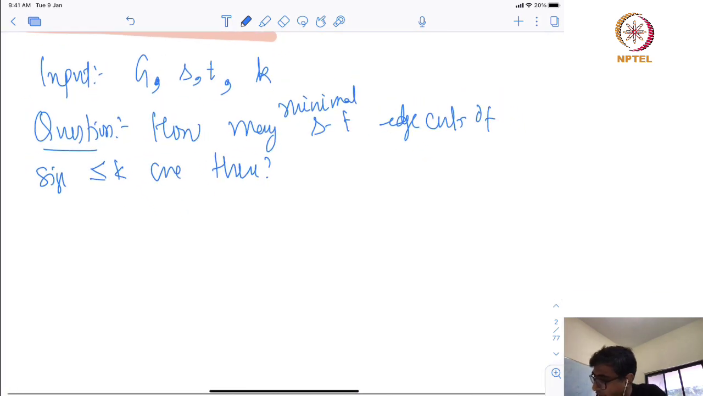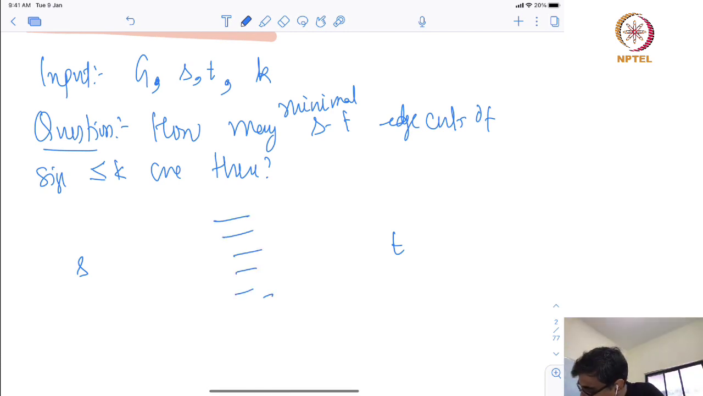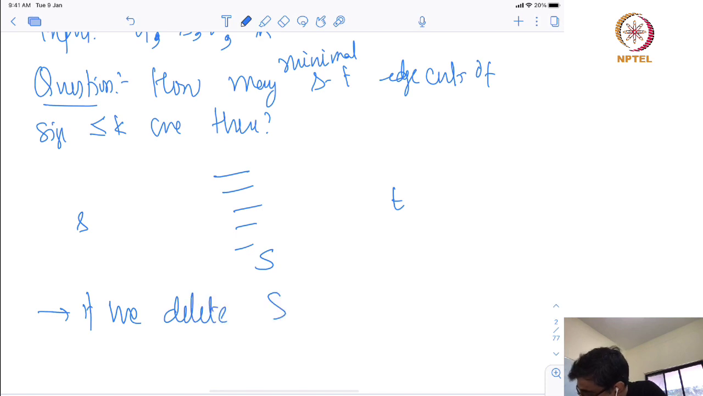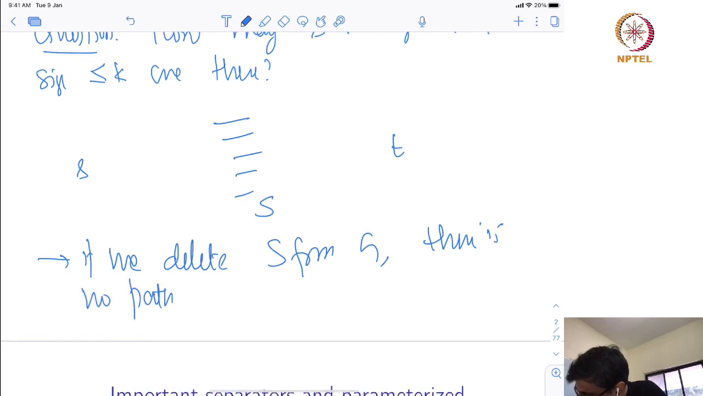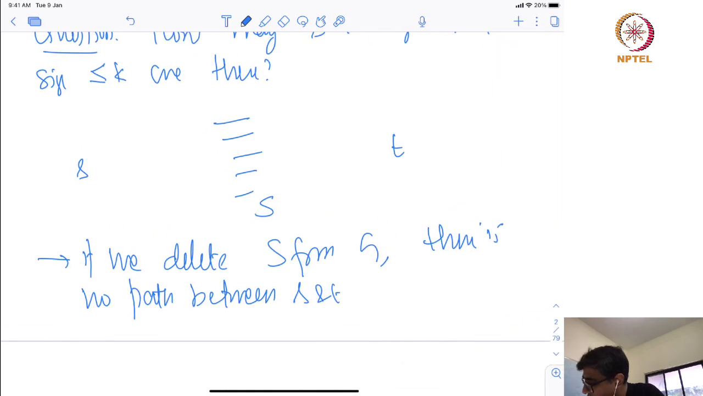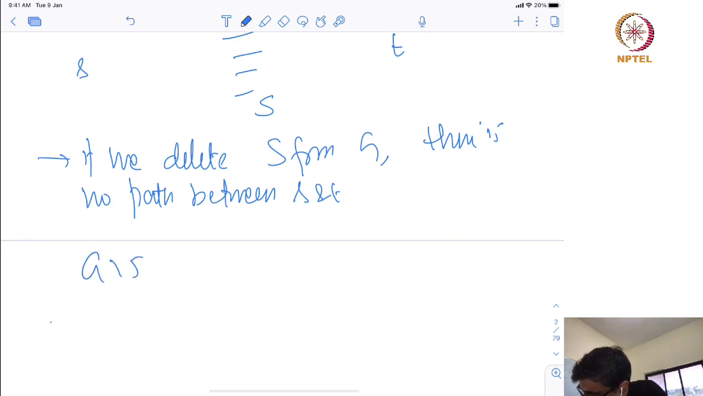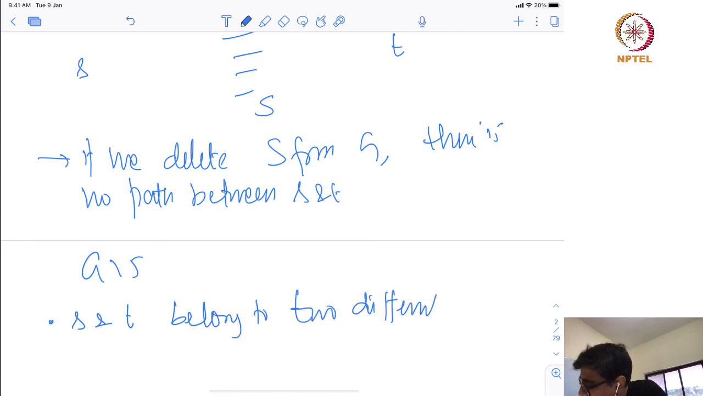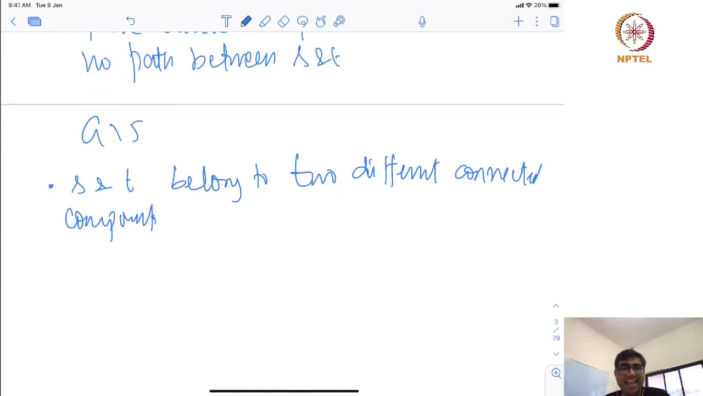So what is the meaning of minimal ST edge cuts? You are given a graph, S and T. An edge cut basically means a subset of edges, say S, such that if we delete S from G, there is no path between S and T. Or in other words, in G minus S, S and T belong to two different connected components, right? So such sets are called edge cuts.